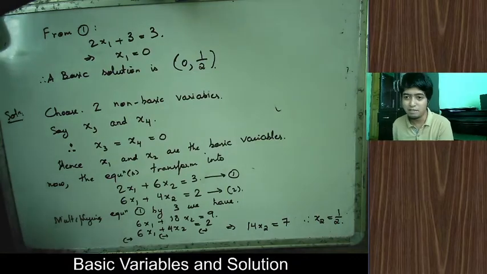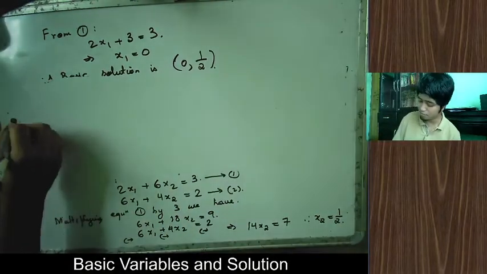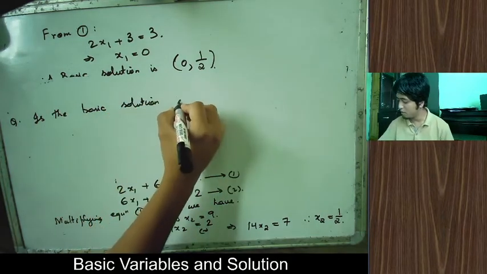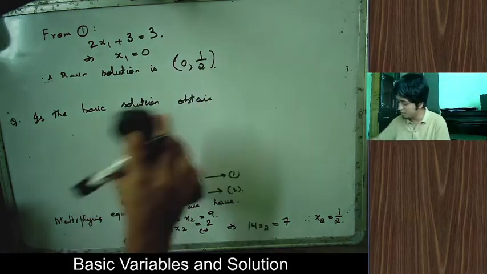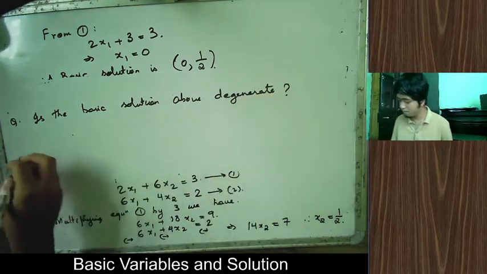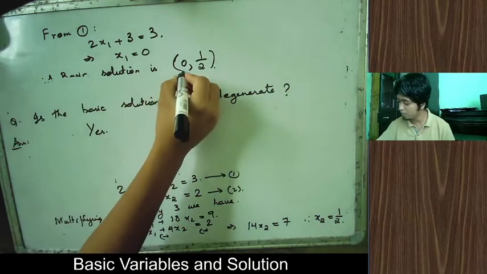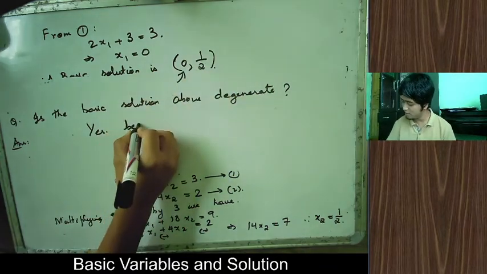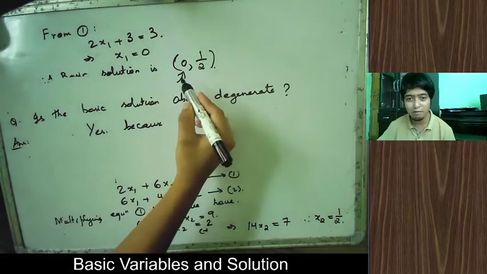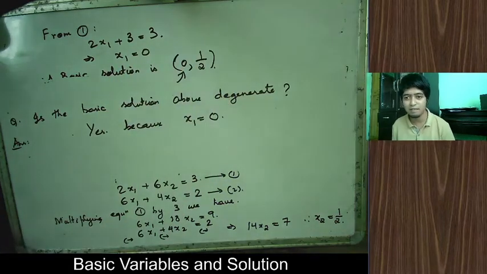A follow-up question: is the basic solution obtained above degenerate? The answer is yes. It is a degenerate basic solution because one of the values is 0, since x1 is equal to 0. If one or more of the values in the basic solution is 0, then that solution is a degenerate solution.